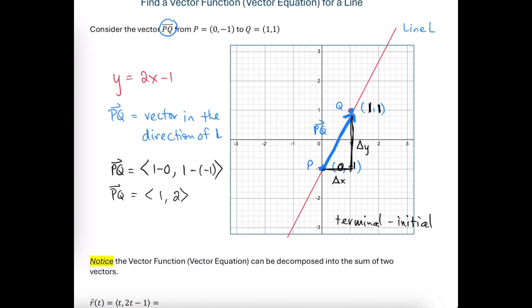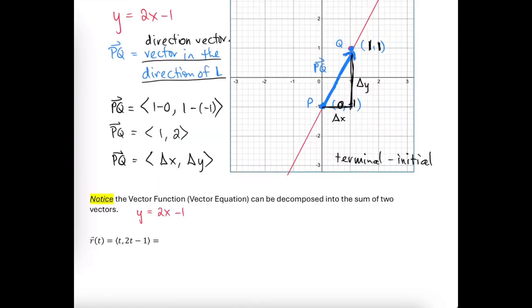We could also generally write this notation, that the horizontal component is going to consist of the change in the direction of x and the change in the direction of y. But the way that we're going to refer to this vector is that it is a vector in the direction of L. We will also be saying this is a direction vector.